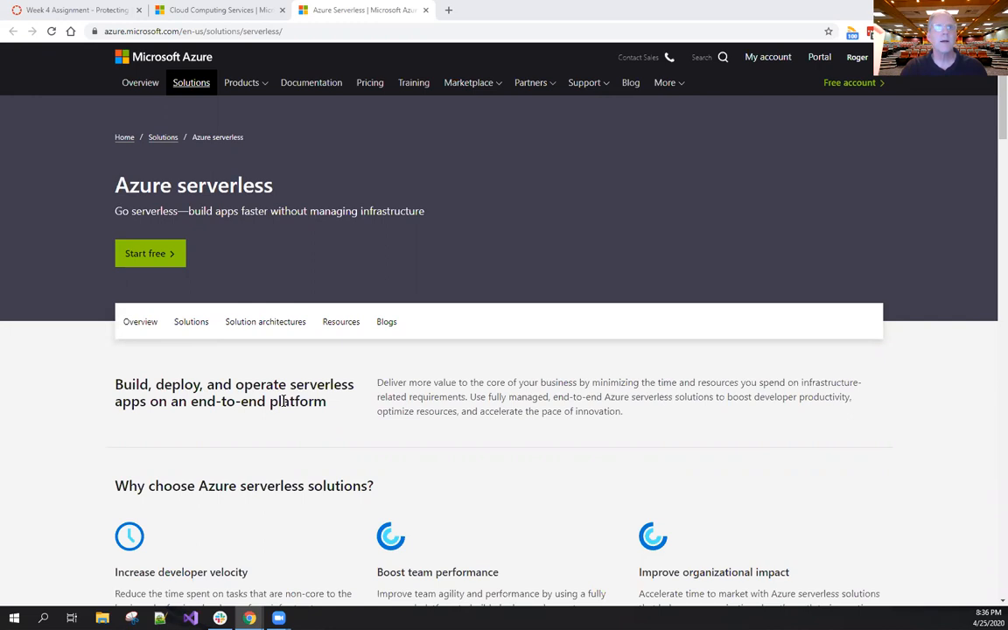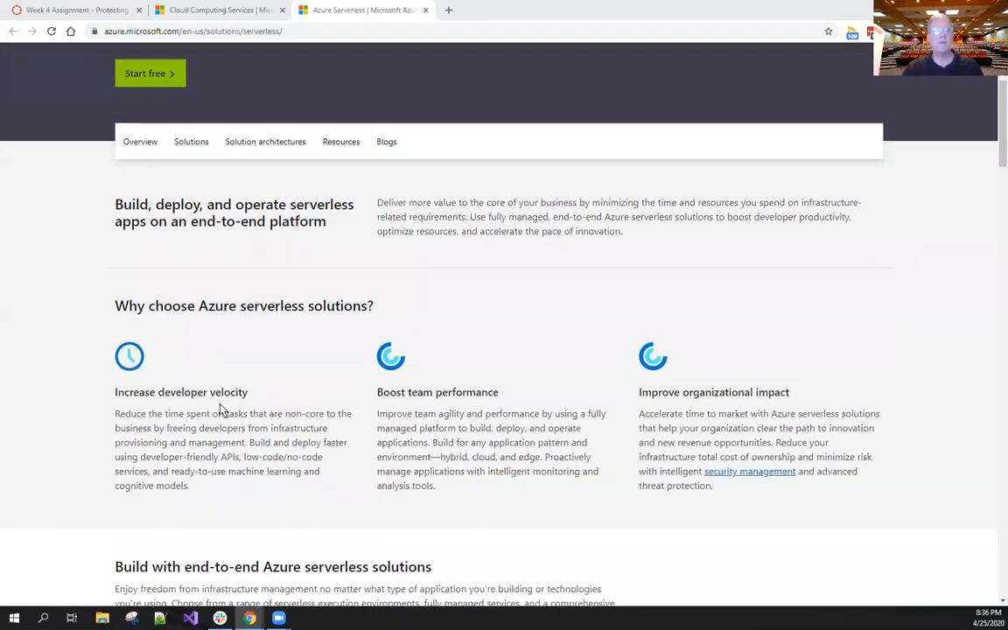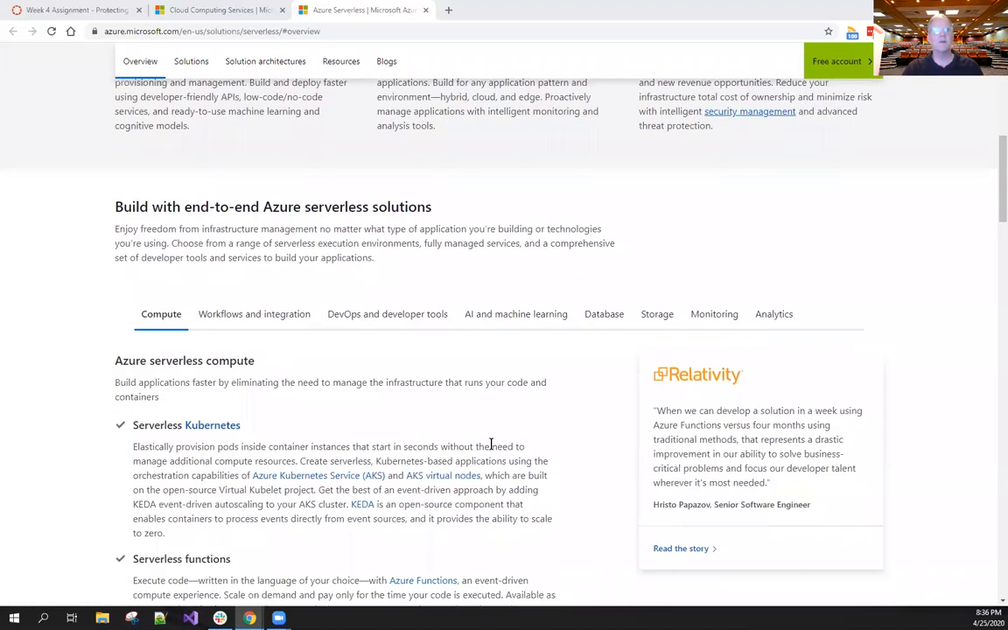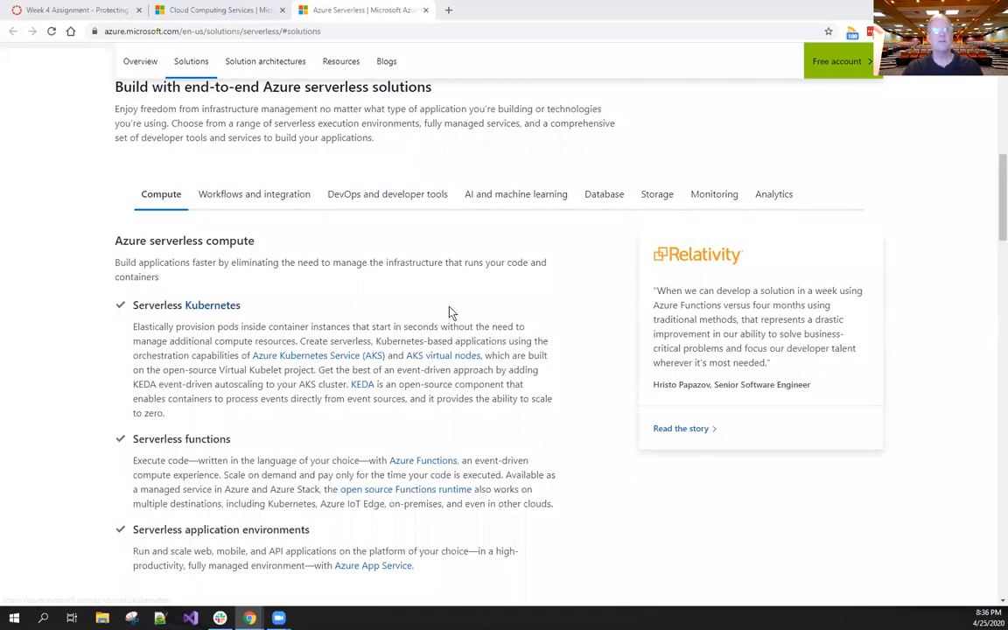Increase developer velocity, definitely. Boost team performance. All right, serverless Kubernetes. Wow, that sounds interesting. Didn't know you could do that. Let's create serverless Kubernetes-based applications using the orchestration. Man, I thought Kubernetes had everything to do with containers.